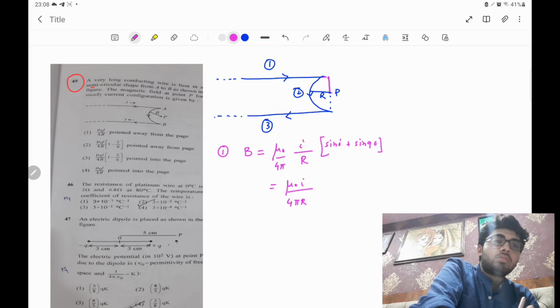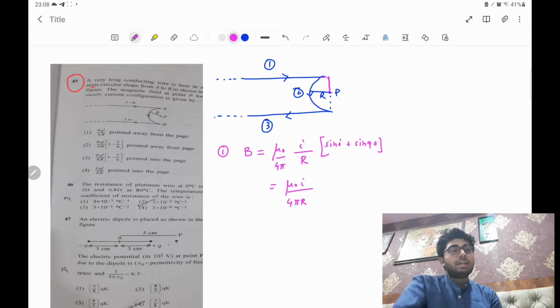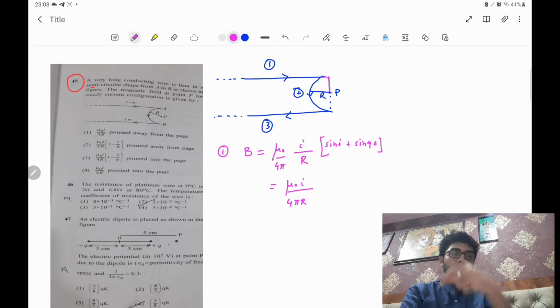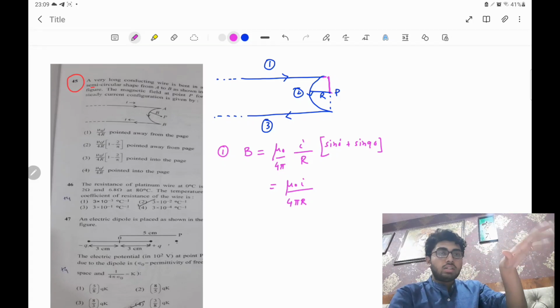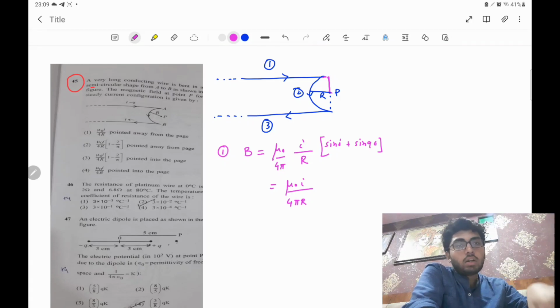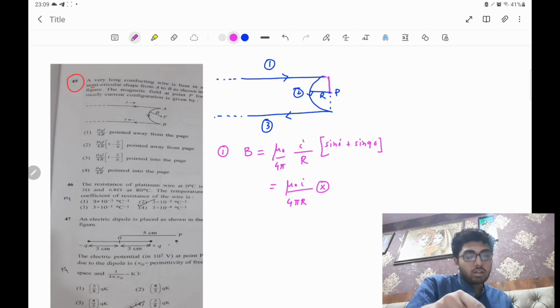But the important thing is the direction. What is the direction? For that you have to do I cross dl. Now I is along this direction, and this is the direction of dl, and this is the direction of r, isn't it? So you have to do dl cross r. Are you getting this? I cannot show it properly to you, but if you do dl cross r, it will automatically come into the plane. So the direction is simply into the page.